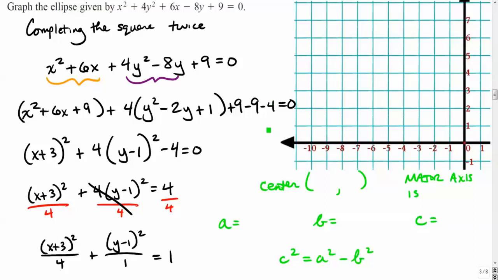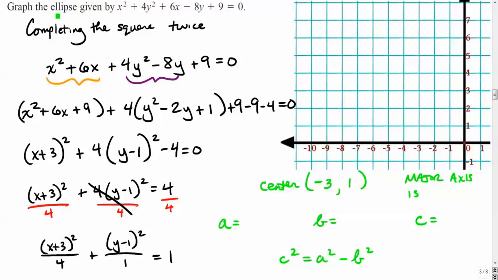Alright, so here we go. Let's first talk about our center. Our center is -3, +1. And I'm getting those from these binomials here. If it's +3, your center is -3. If it's -1, your center is +1.